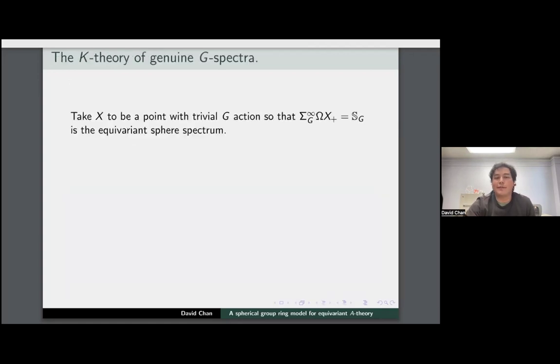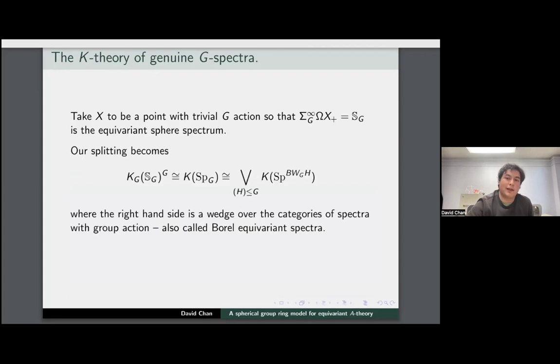In the last couple seconds here, I just want to work through one example of the splitting, which I think is really cool. Take X to be a point with trivial G action. Then of course loops X is also a point. You add a disjoint base point. This becomes the suspension of S^0 with trivial action. It's the equivariant sphere spectrum. If I take the K-theory of the equivariant sphere spectrum, this gives you the K-theory of genuine G spectra. This should be compact objects in the category of genuine G spectra, but whatever. And this is supposed to give me a splitting, and the splitting looks like the K-theory of Borel equivariant spectra for various subgroups H inside of G.